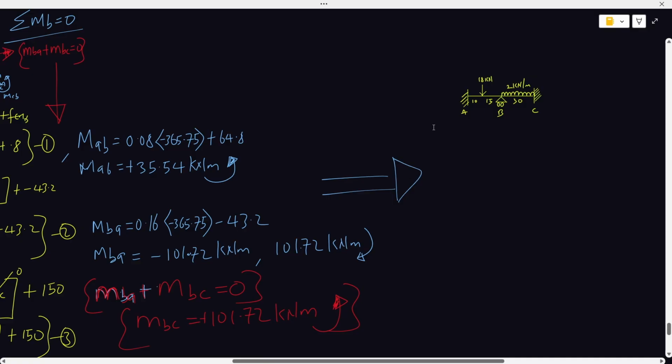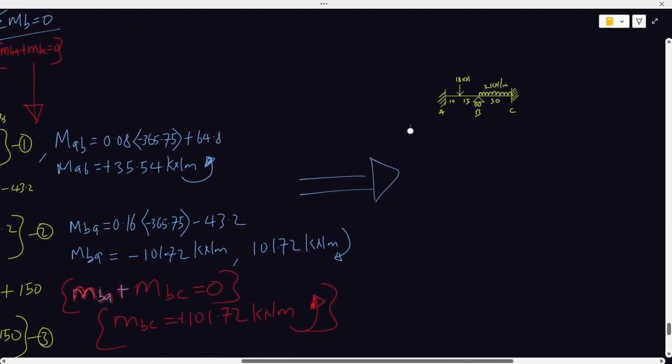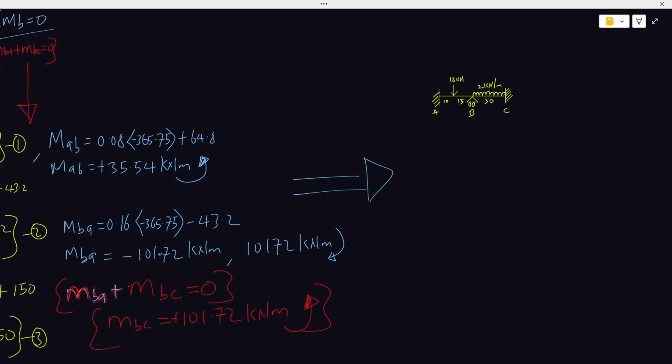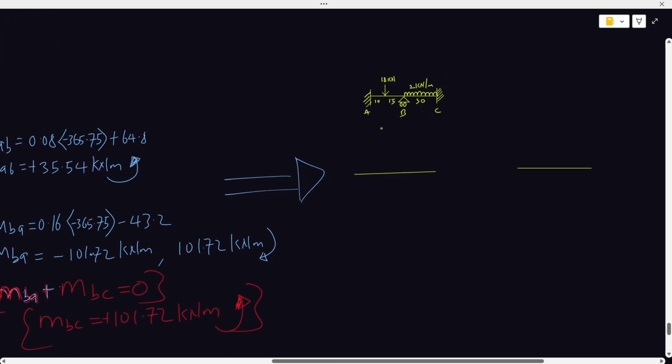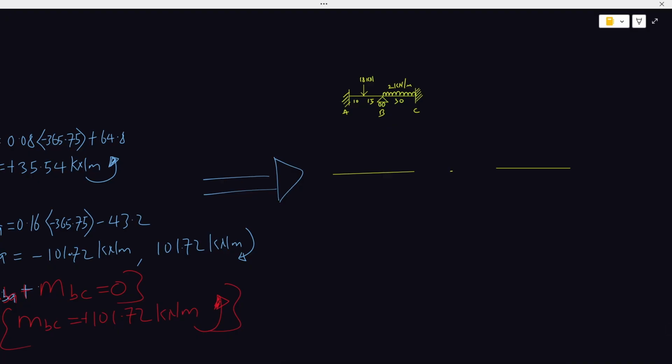Decomposing the structure once again, I'll be having this guy, a straight guy, and this guy also. And in this joint, my moment at AB is 35.54.